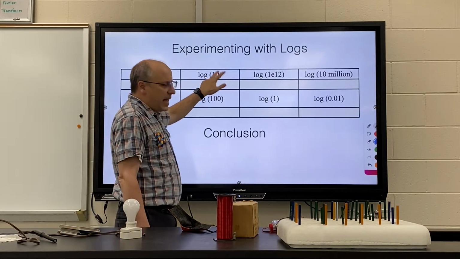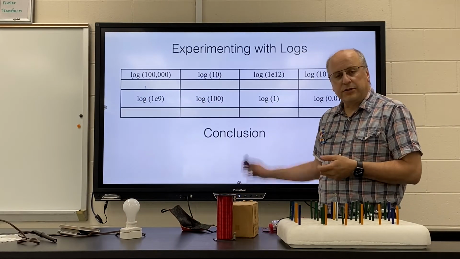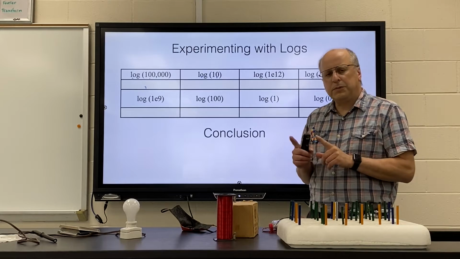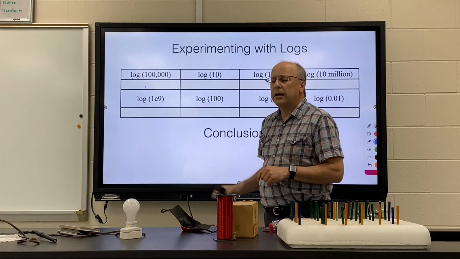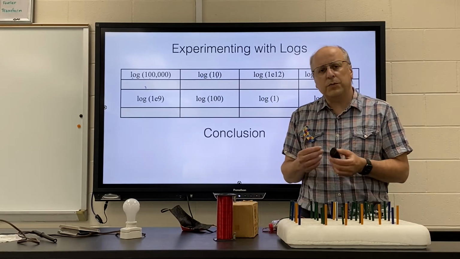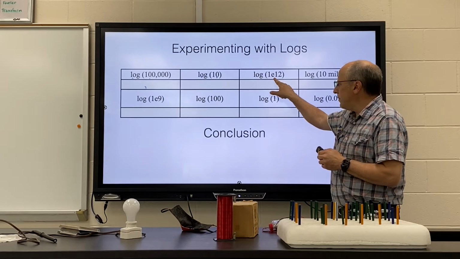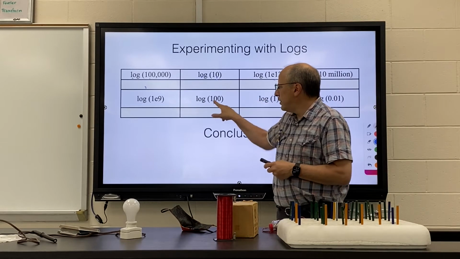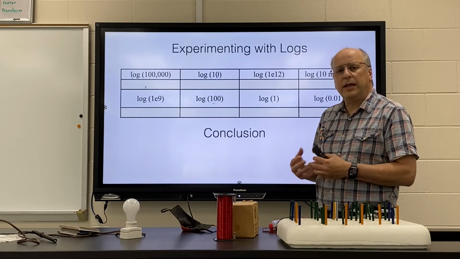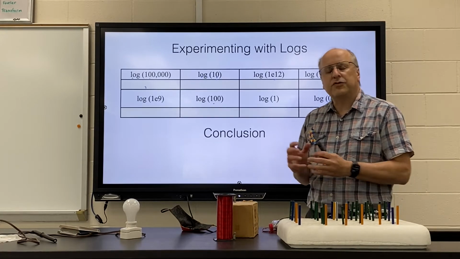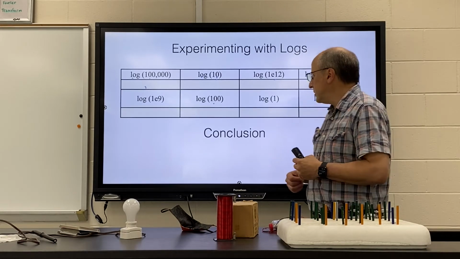Type in log of 10. Hit enter. Write your answer in that box. At this point, look at your answers. Look at what we were taking the log of and see if you notice what the trend is. Try to guess what you're going to get for some of these others. Like maybe start with this log of 100. What do you think you're going to get when you hit log of 100? Now try it on your calculator and see if it matches up with your guess.